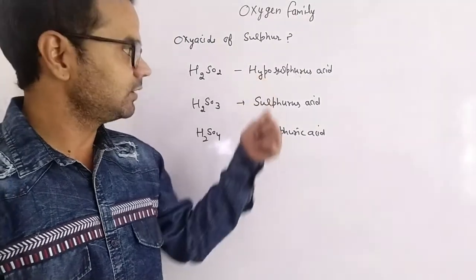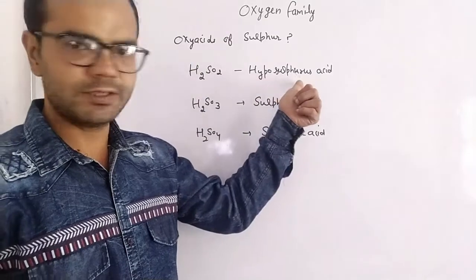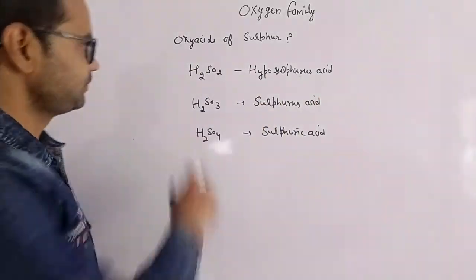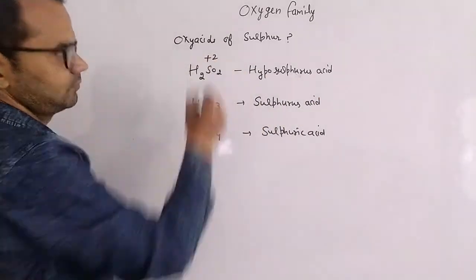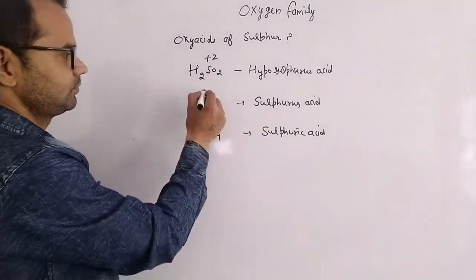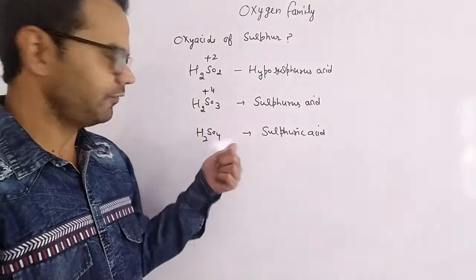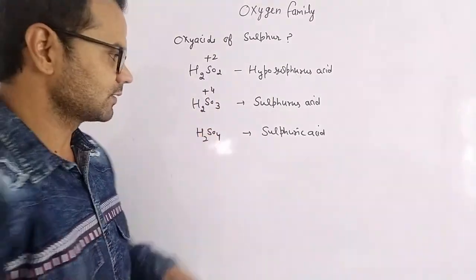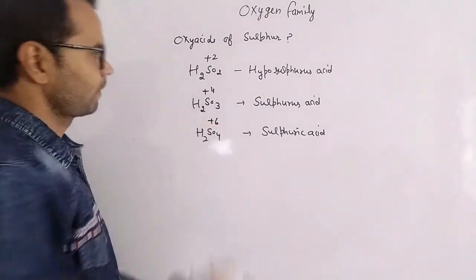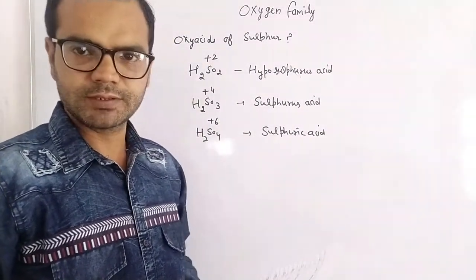And in these oxy acids, sulfur has different oxidation states. In hyposulfurous acid, the oxidation state is +2. In sulfurous acid, +4. And in sulfuric acid, we know +6. So it was the first question, write formulas of oxy acids of sulfur.